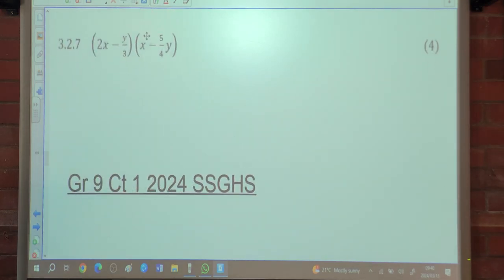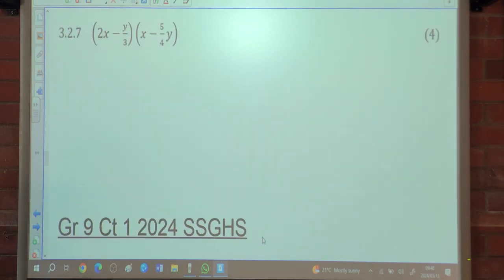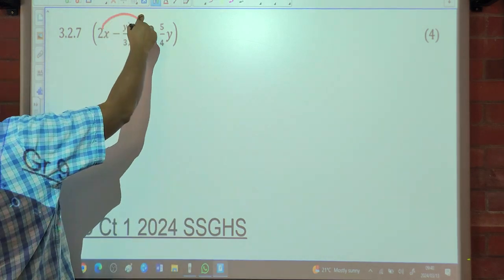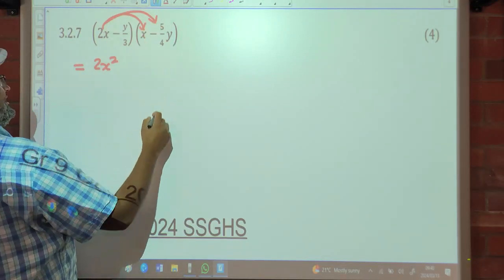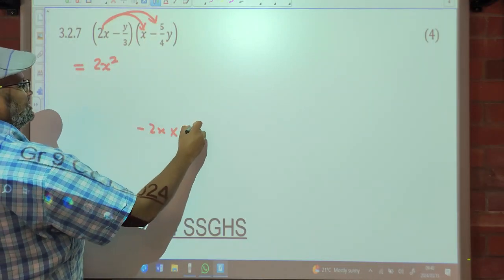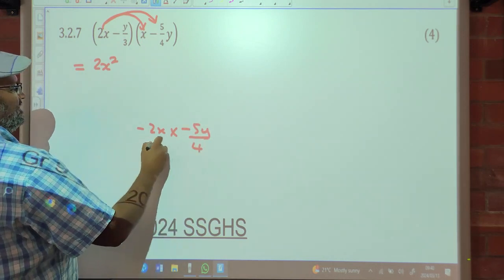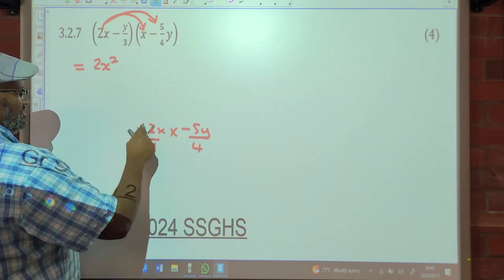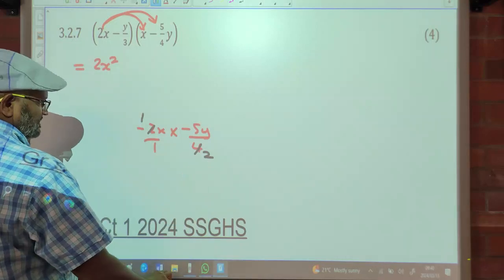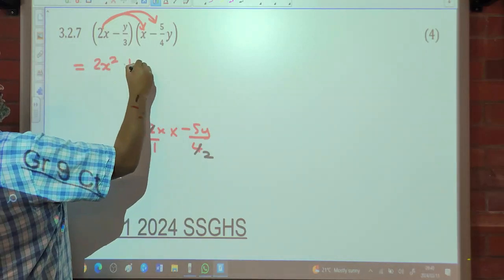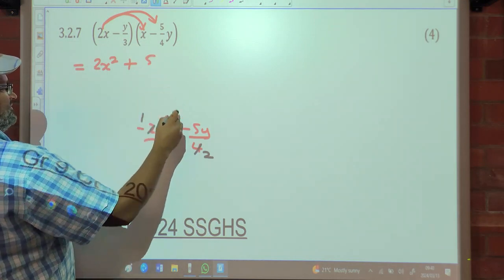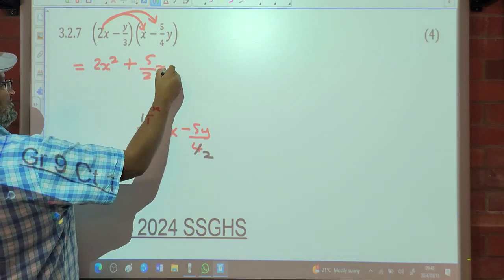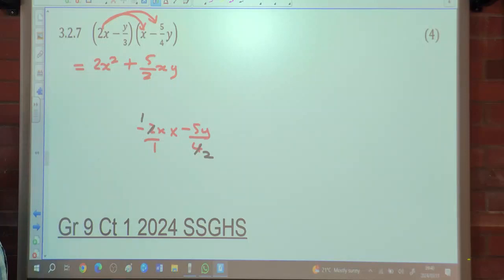The next one is a fraction. You're bound to get fractions in your test, of course. Again, distributive. 2x times x, 2x squared. 2x times negative 5y over 4. That's over 1. 2 going to 2 once, 2 going to 4 twice. So that is negative times negative, of course. It's positive 5 over 2xy. Or 5xy over 2.